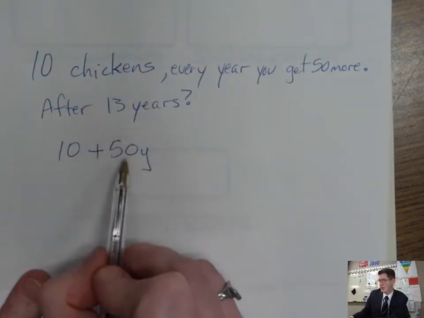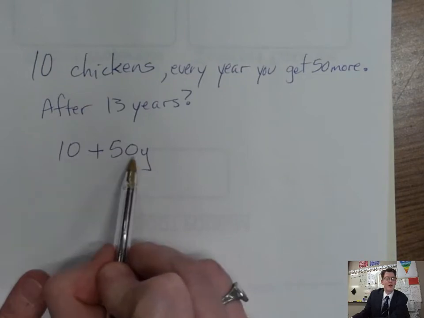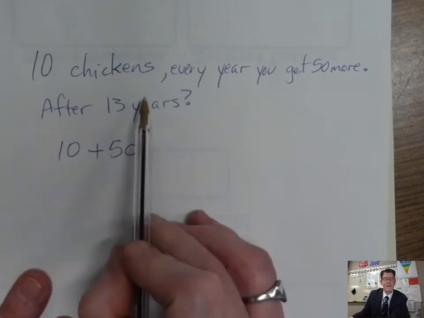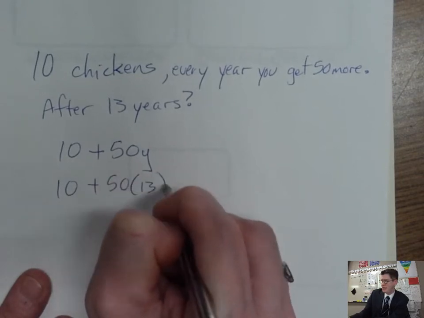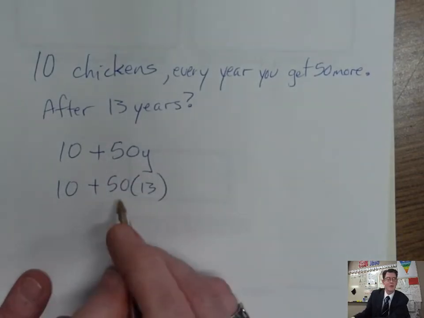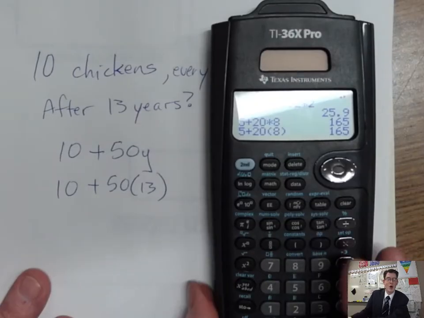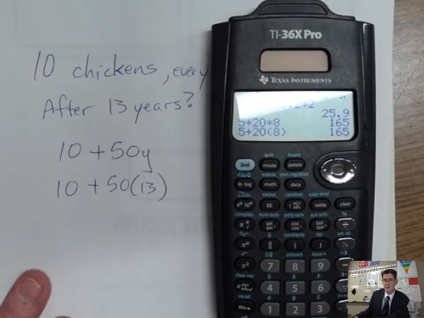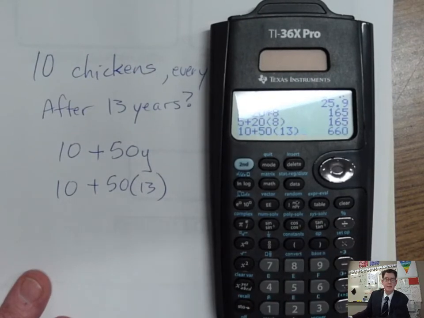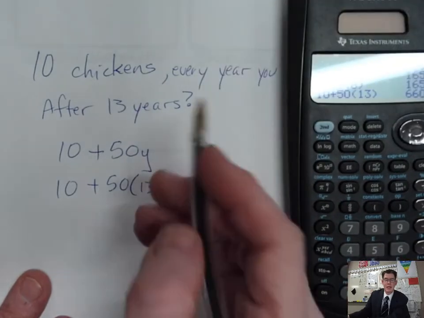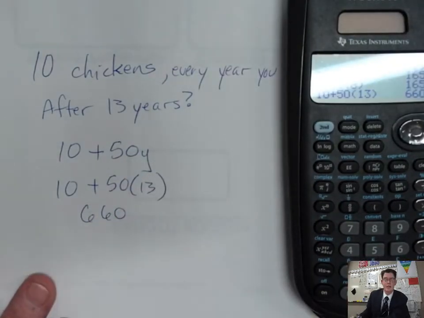And so you'll see a lot of this where you're starting with a number and then you're multiplying two others with it. And then after 13 years, it's 10 plus 50 13s. Your calculator will get you the answer to this. I have no idea what 50 times 13 is, but it's 650. 10 plus 50 13s, altogether added up, is 660.